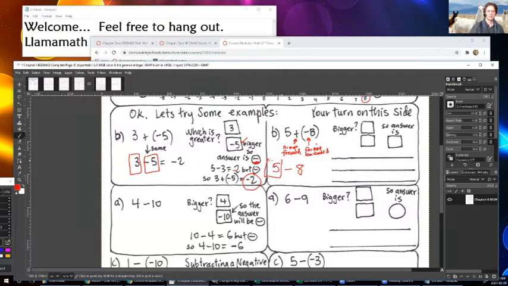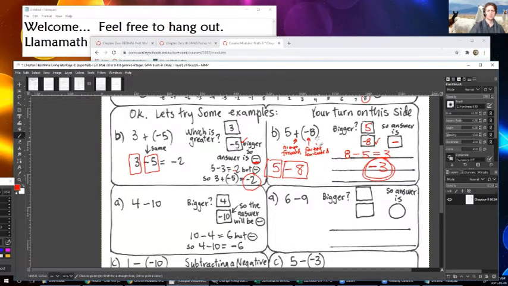So I'm going to compare my positives and my negatives. I'm going to write that in there, 5 minus 8. I have more negatives than I do positives, so the answer is going to be negative. I'm going to take my bigger number minus my smaller number. It doesn't drop the signs. 8 minus the 5 gives me 3, but the answer is negative. So it's actually going to be negative 3.